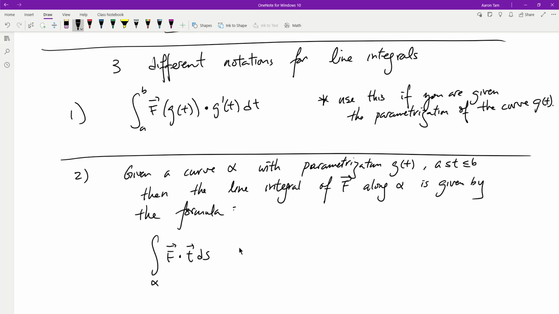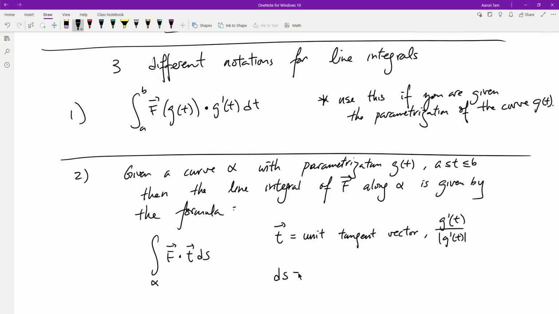So in here, obviously, f is our quote-unquote force. So what is vector t and what is ds? Vector t is what we call the unit tangent vector, basically defined to be g prime of t over the absolute value of g prime of t. So that, technically speaking, is the direction of movement at any given point.